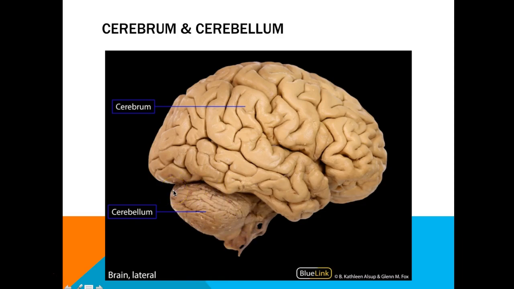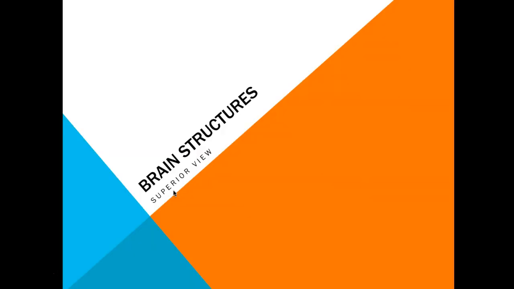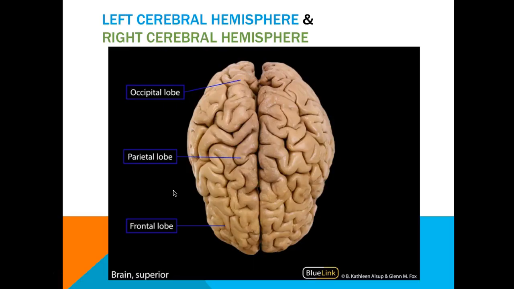And so moving forward, I did my best to go in the order of the structures in your lab manual. So first we'll begin with the superior view of the brain. Here we can see that the brain is divided into a left cerebral hemisphere and a right cerebral hemisphere. And soon we will talk about this space in between, which is called your longitudinal fissure.